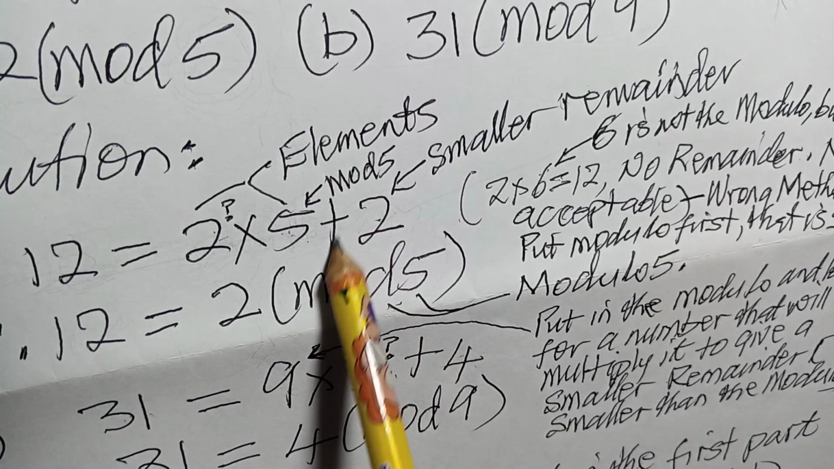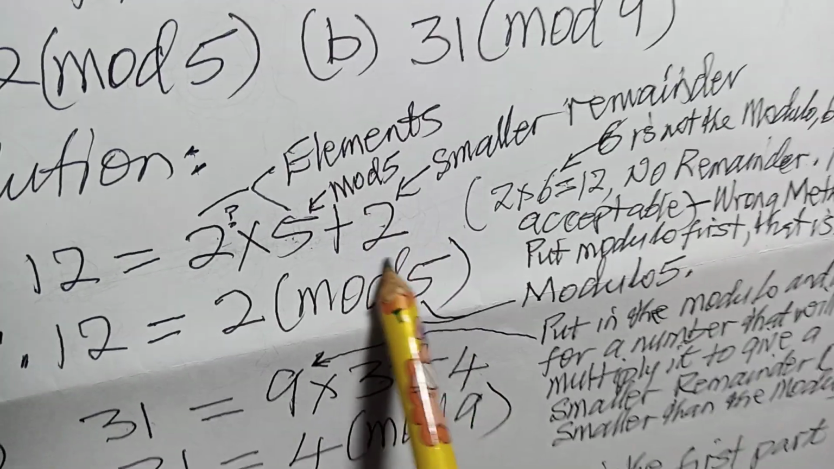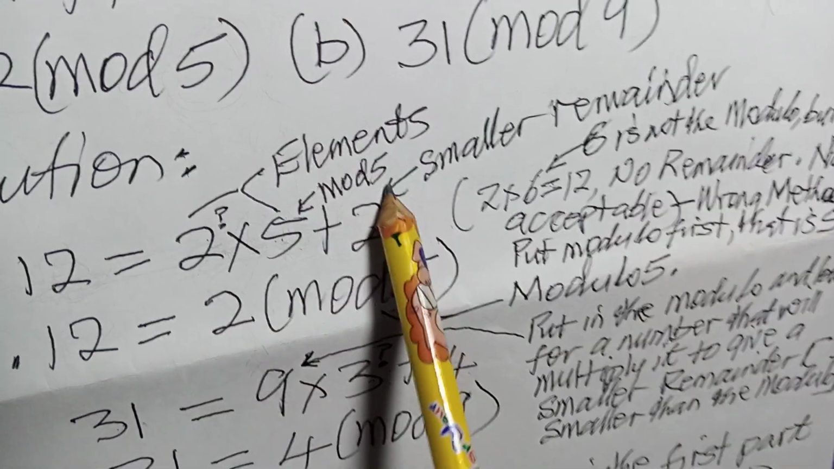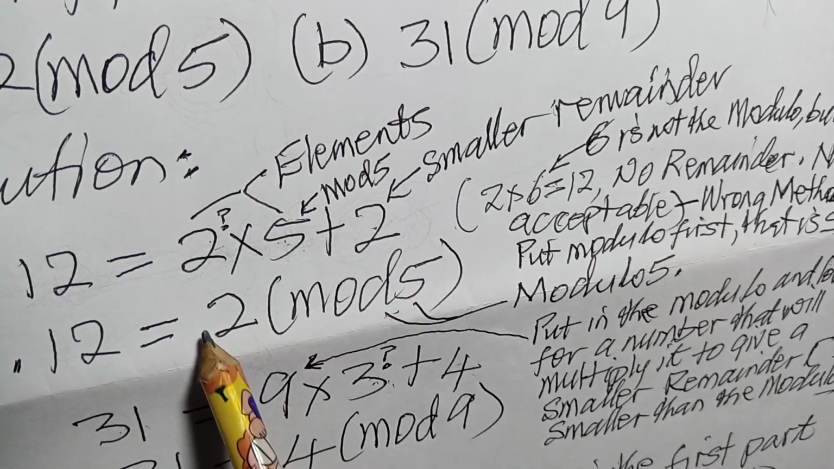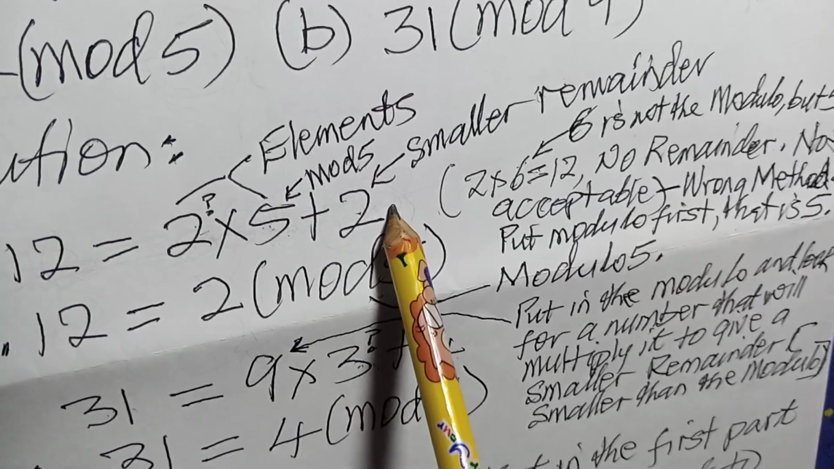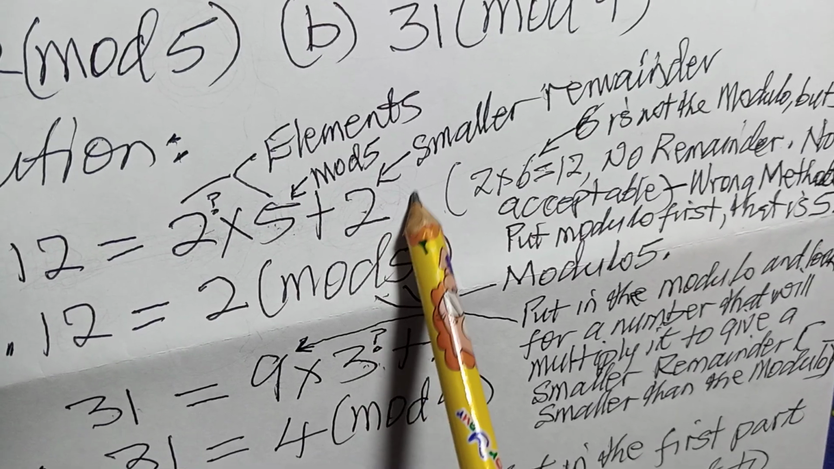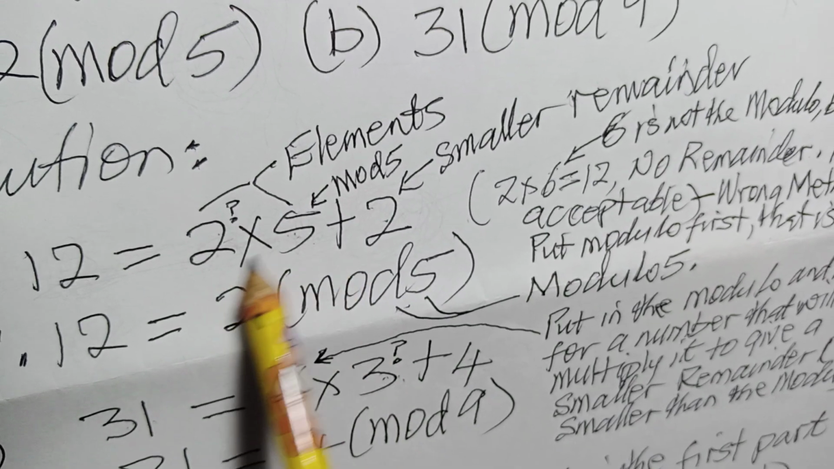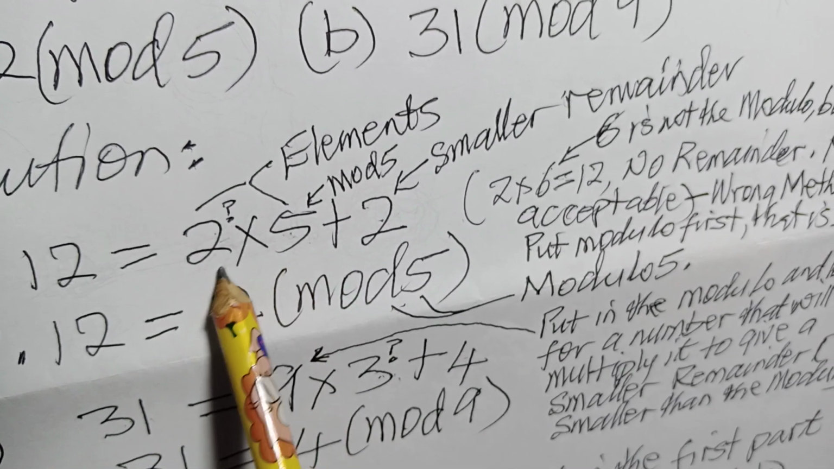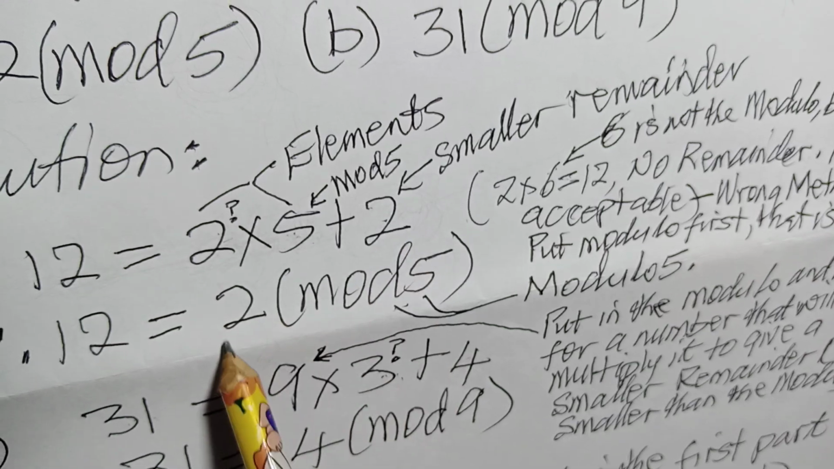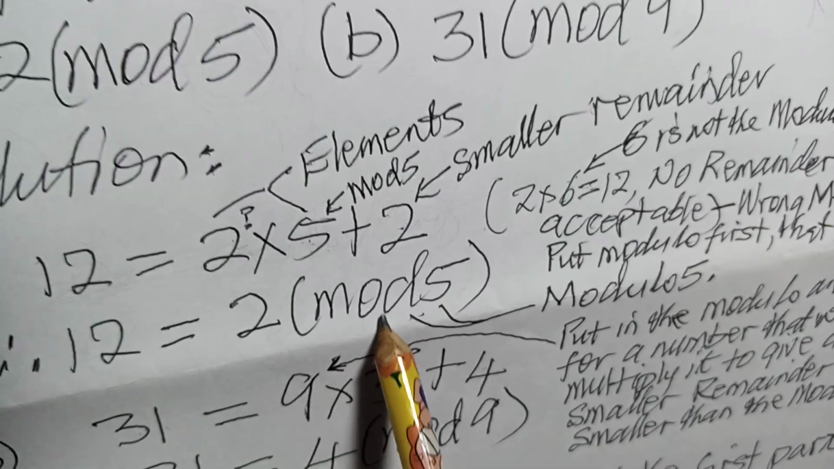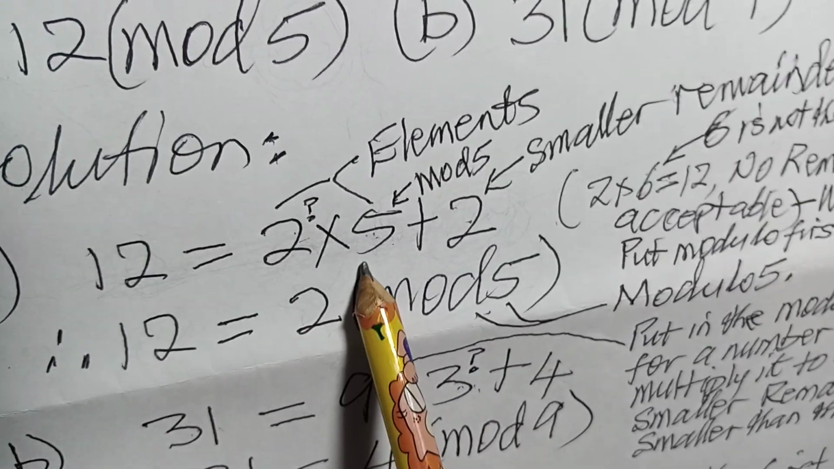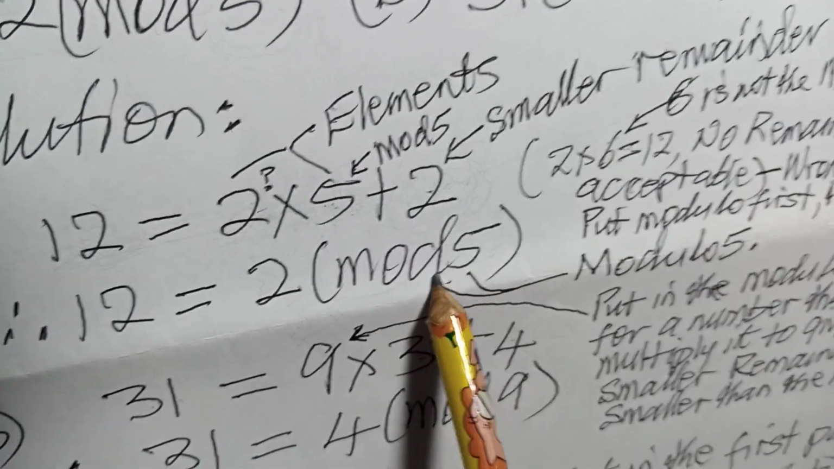So the modulo 2 is the answer. This number 2 is the answer. The remainder is always the answer. This remainder, not these multiplying numbers, but the remainder, which is 2. Under mode 5, we write 2 bracket mode 5.